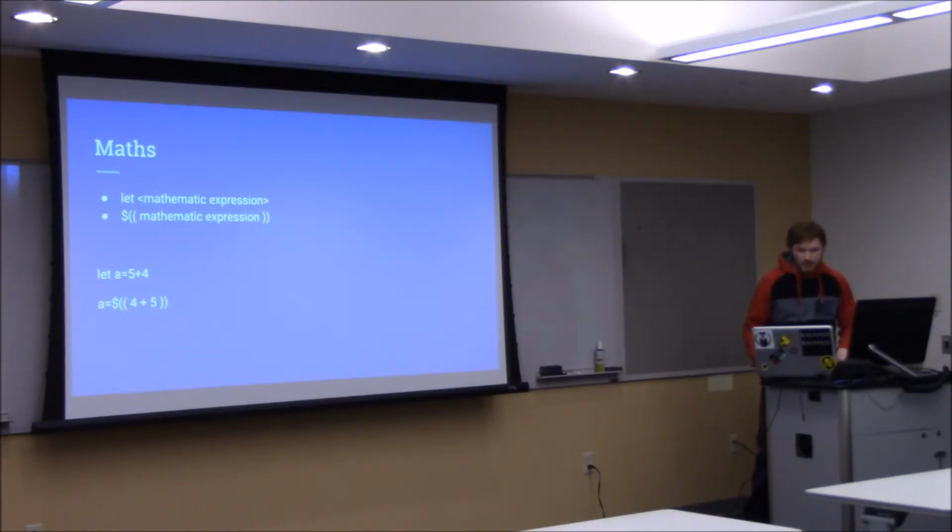All right, so if you want to do math in Bash, it's a bit weird compared to other languages. There's two ways you can do it. The first one is a command called let, where you'll say let, and then the equation you want to evaluate. The other option is you do a $, and two open parentheses, the equation you want to evaluate again, and then two close parentheses.